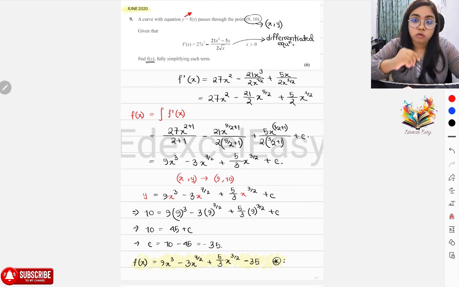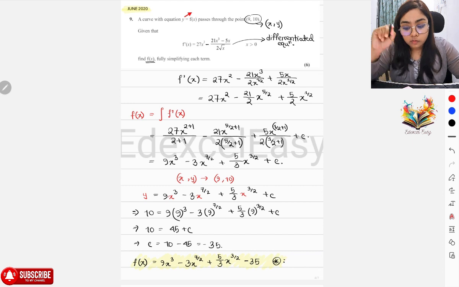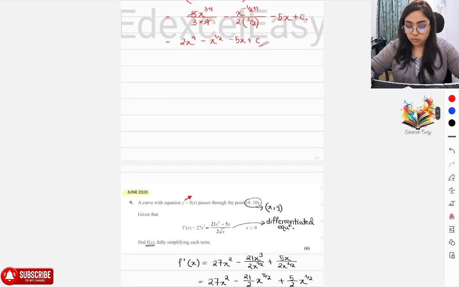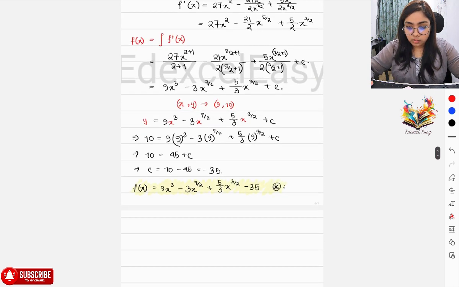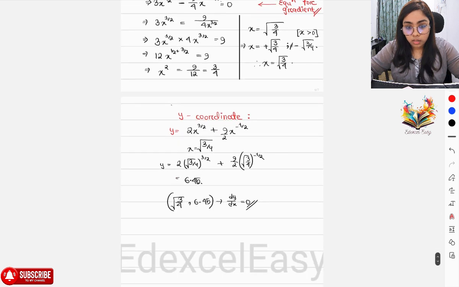Now we'll move on to your graphs part. Graphs is very important, and integration and differentiation will again be related to your graphs. So let's start with that. I hope integration and differentiation so far was clear for all of you. We will move on to graphs.